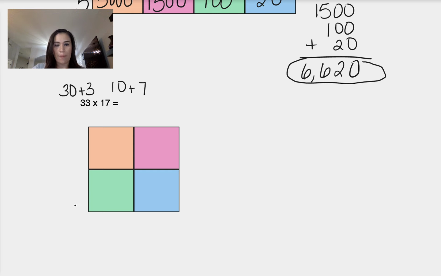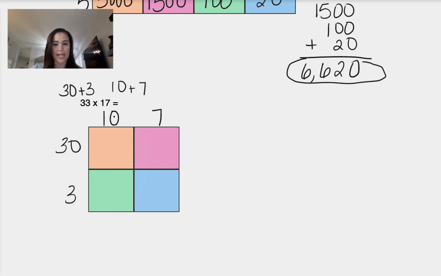So we have more boxes here now because we have a 2 digit by 2 digit. So we're going to do the same thing that we did above, but we're going to just add another row. So in this case, we have 33, and we have 17 or 10 and 7. Okay, so then the next step was to multiply everything. So we are going to do that next. So we're going to multiply each one that connects with each other.